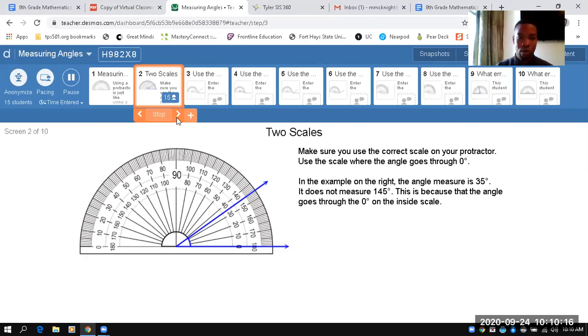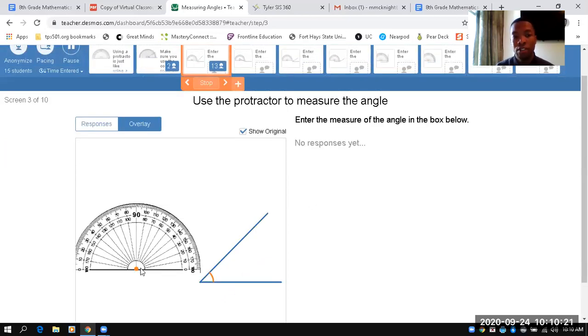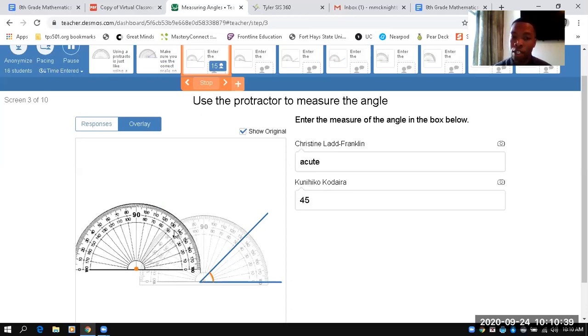Let's do one real quick. So let's look at this. We're going to move the protractor, and we're going to put it on the point of the angle. Where the point is on the angle, we need to put it on that dot. And then we're going to see what angle it is. Remember, we're looking at the inside numbers because the bottom line is lined up with the 0.